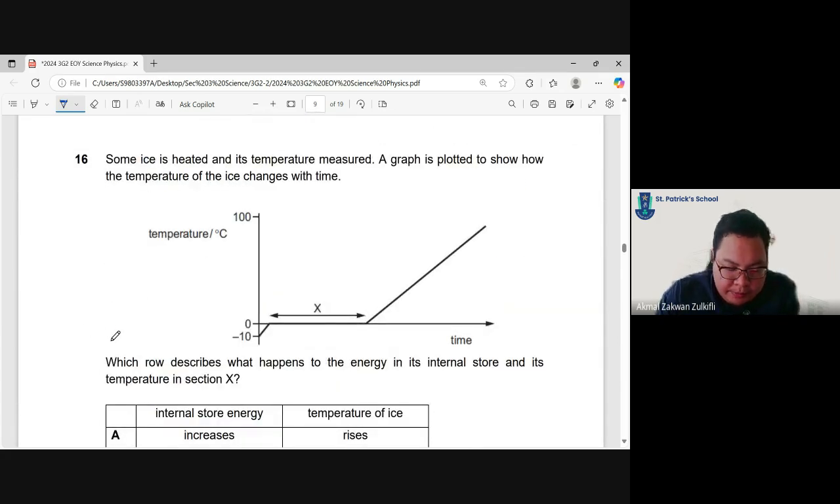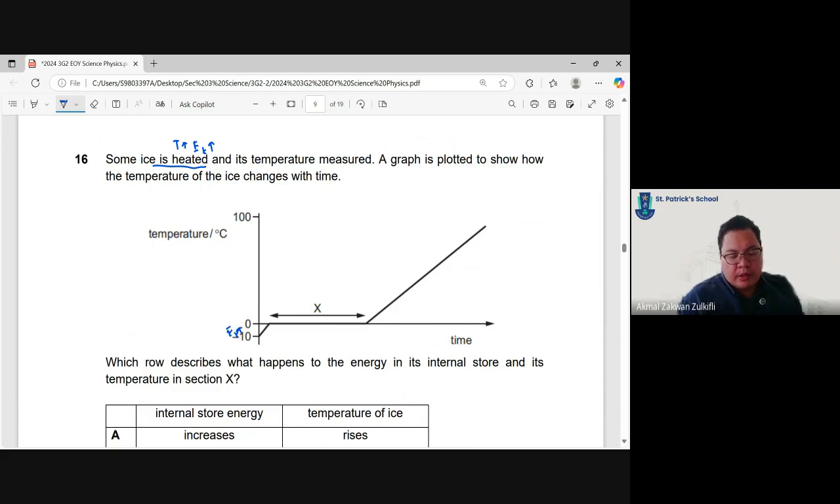Question 16. Ice is heated. Again, ice is heated. Immediately I know temperature increases. I can immediately write there EK increase, just a quick jot down already. Okay, I know that temperature is increasing, kinetic store is increasing, and its temperature is measured. A graph is plotted to show how the temperature of ice changes with time. So over here we know that this one, EK increases.